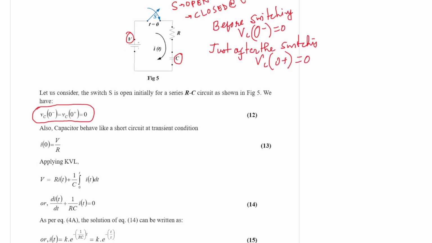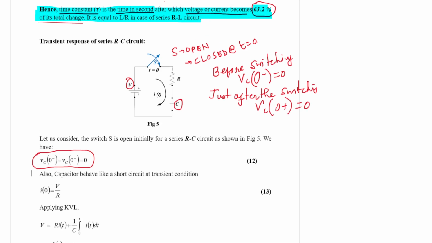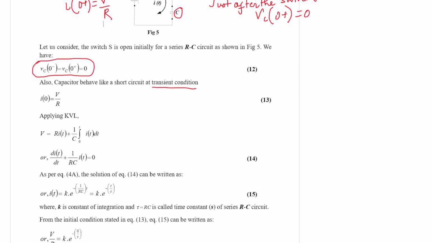Now, from another property of a capacitor, whenever a switch is closed, then it refers to the transient state or transient condition. Now during transient condition, capacitor behaves like a short circuit. So it will offer zero reactance path. Since it is offering zero resistance path during transient state, the current flowing, I(0+), will be simply V by R. That means just after the switching, current is V by R, because capacitor will behave like a short circuit during this phase.